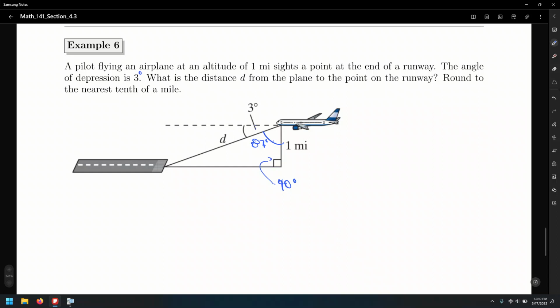Well, in this case, what are they asking us to find? They're asking us to find this distance right here. If this is our reference angle, how can we find this distance? What else are we given besides the angle, which is 87 degrees? We are given one of the sides, which is the adjacent side to the angle. We're being asked to find the hypotenuse. Which trigonometric function relates the hypotenuse and the adjacent side?